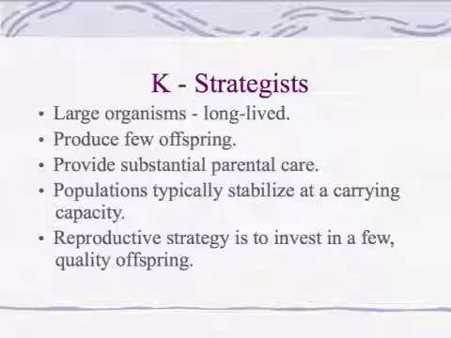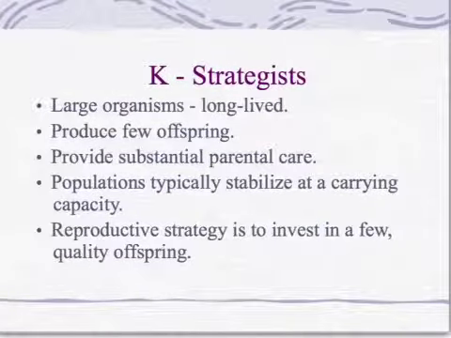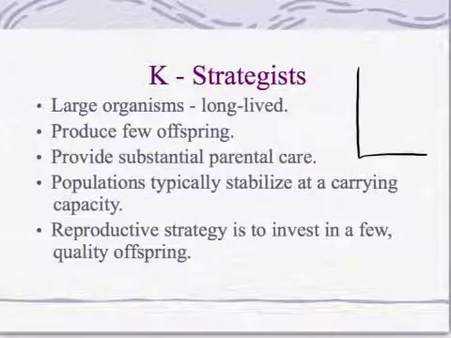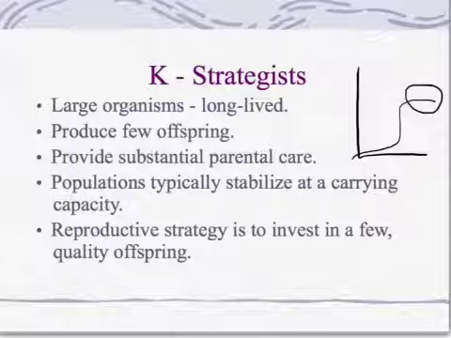They produce very few organisms. They tend to provide a ridiculous amount of parental care, and populations typically are stabilized at carrying capacity. So again, carrying capacity on this scale would be here. So populations typically stabilize at that point, and the reproductive strategy is to invest in a few high-quality offspring.